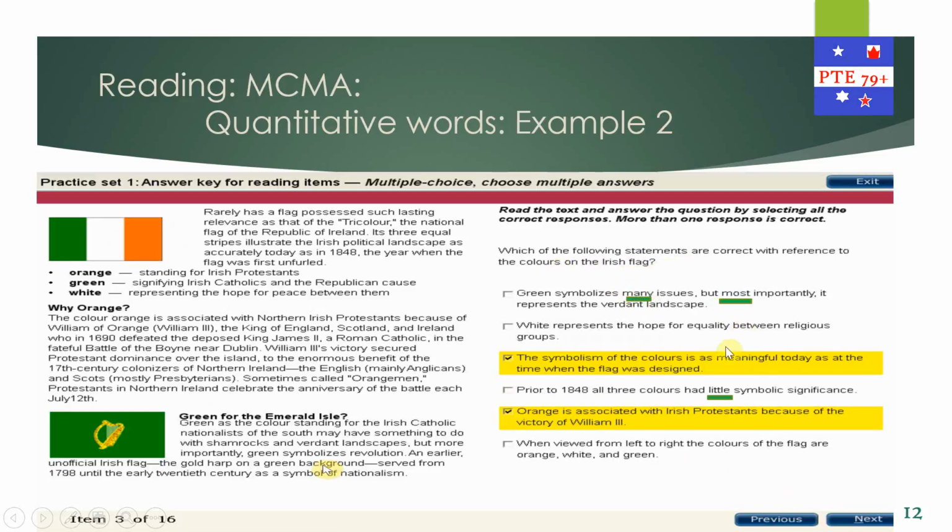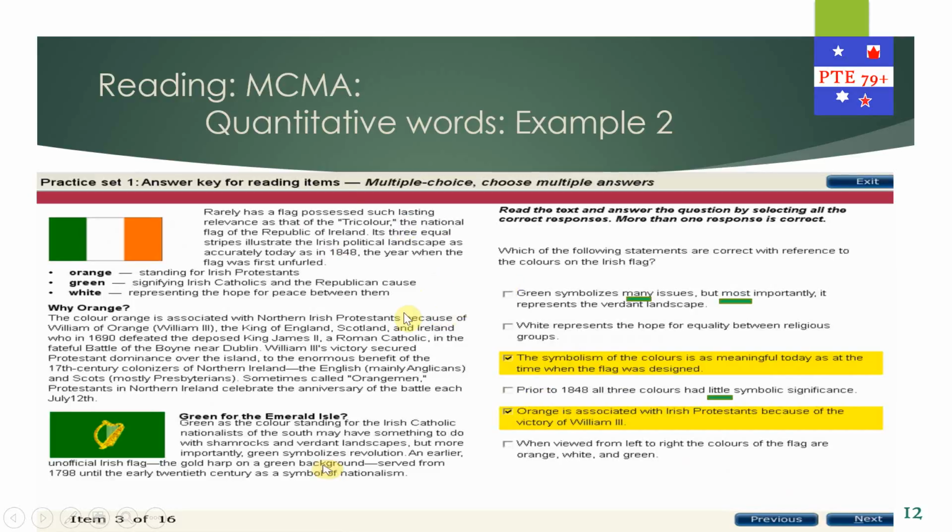Again there are many, most, little, things like that. And then there is "green signifies." So if you see the paragraph, right, see "why orange." Obviously this is the kind of title for the paragraph, and then "green for the Emerald Isle." I don't know how to spell or pronounce this, but this is about green, this is about orange. So we understand that if we have to look at orange we have to read this, if we have to look at green we have to read this. So again this question is also easy to solve.